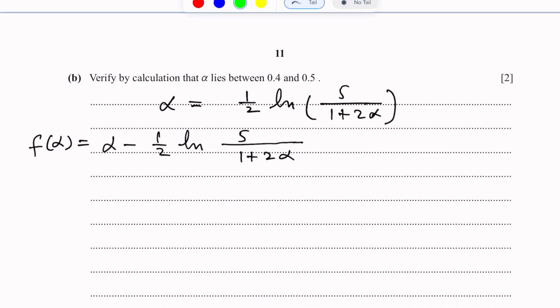Now we have to show that the root lies between 0.4 and 0.5. In place of alpha, first we will put 0.4. For this part of the question, we will set the calculator mode on radian.